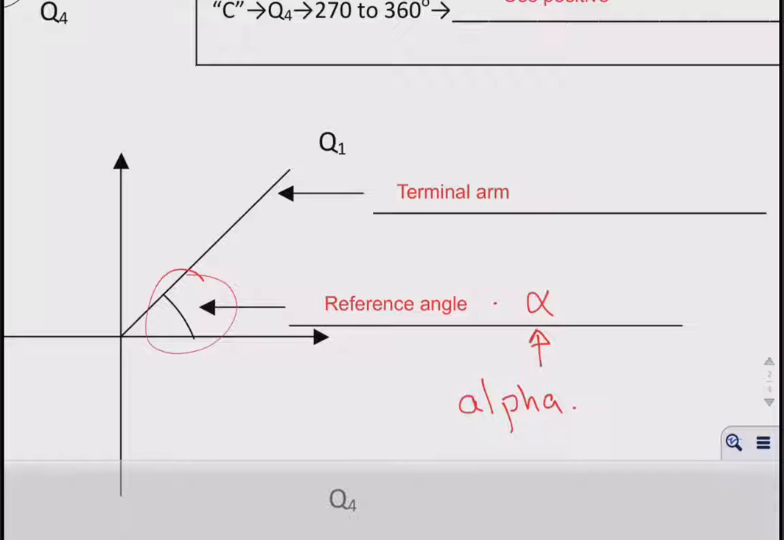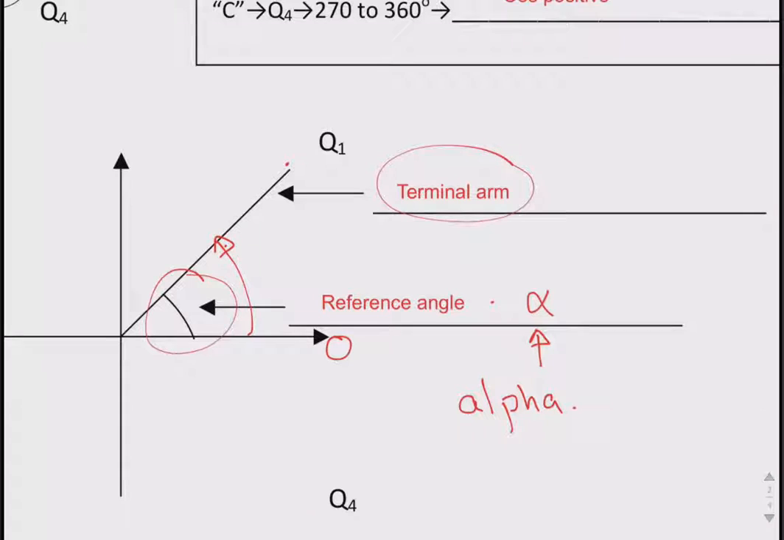The terminal arm over here is just the arm we need in order to make that angle. And all angles are measured counterclockwise from the positive x-axis, where it's 0 degrees. We'll get started on example 1 and look at how the CAST rule works within the Cartesian plane.